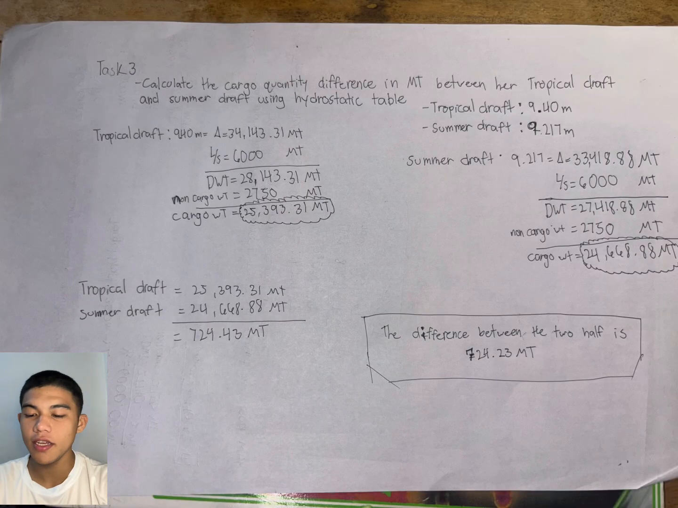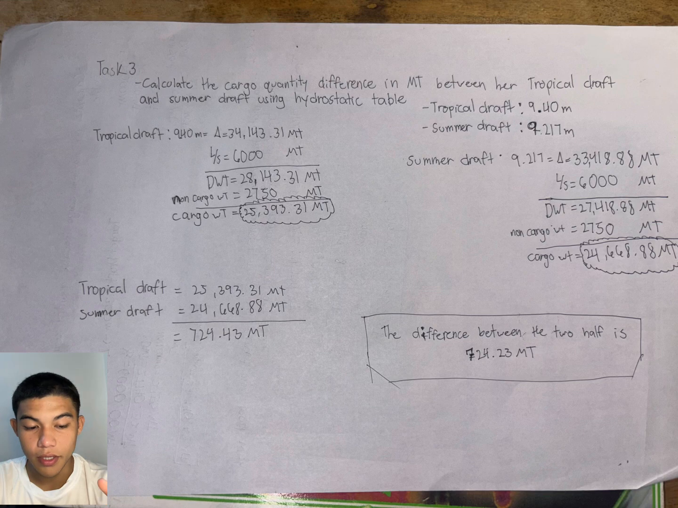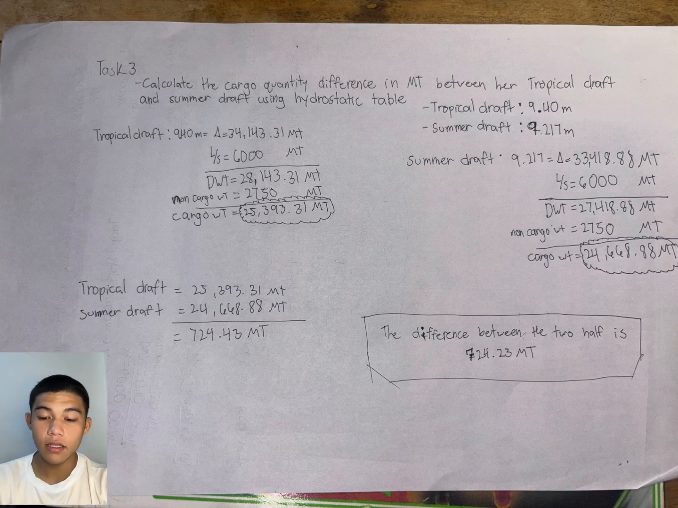So lastly, task 3. Calculate the cargo quantity difference in metric tons between her tropical draft and summer draft using hydrostatic table. So in the statement, we need to solve the tropical draft and the summer draft. So we're going to solve the two. First is the tropical draft with 9.40 meters. In the hydrostatic table, displacement is 24,143.31 metric tons. And the light ship is again 6,000 metric tons.